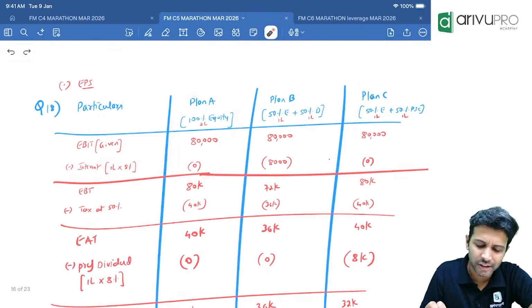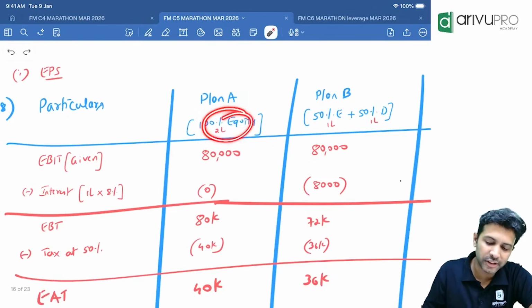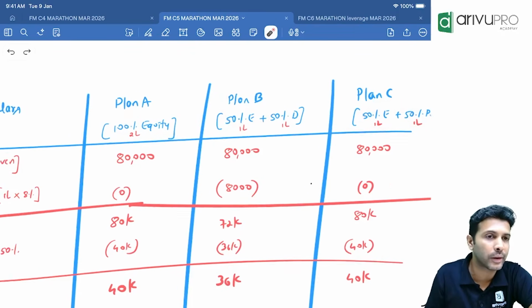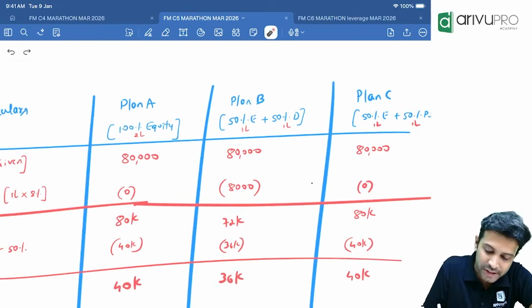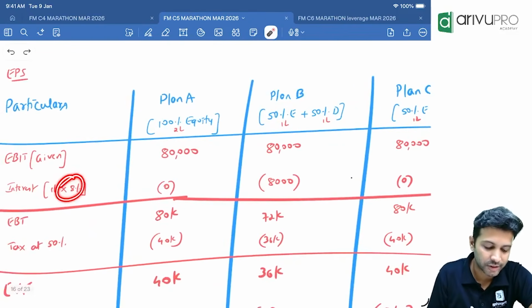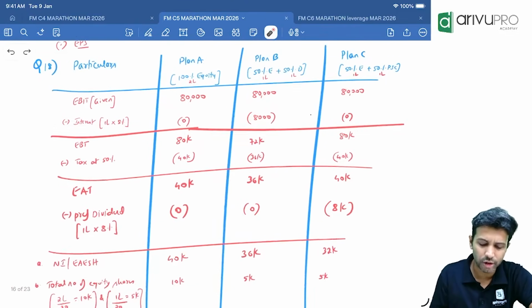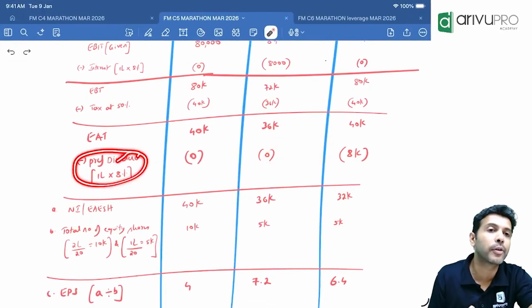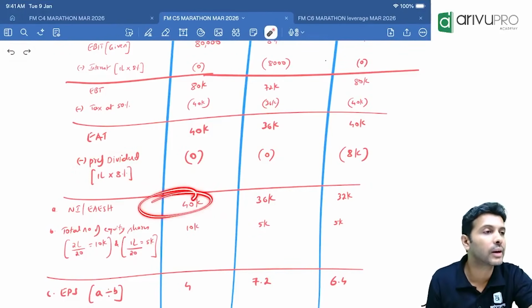The first option is 100% equity, so no interest. The third option is equity and preference shares. Only plan B has debt. How much debt? 1 lakh. What is the interest rate? 8%. So go on reducing, but don't forget to reduce the preference dividend. From earnings after tax, we have to reduce the preference dividend. Only then you will get EPS.